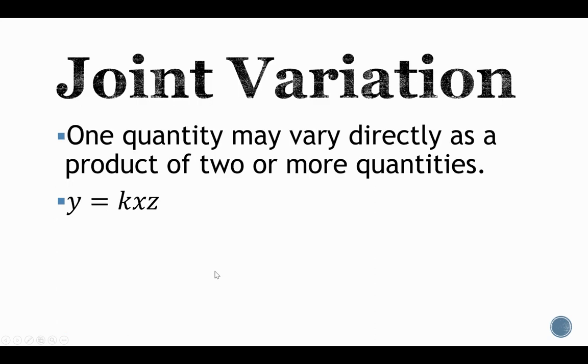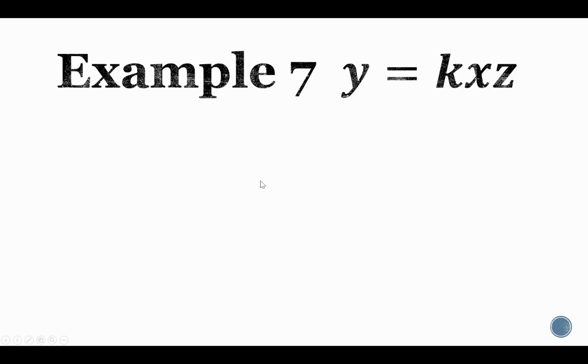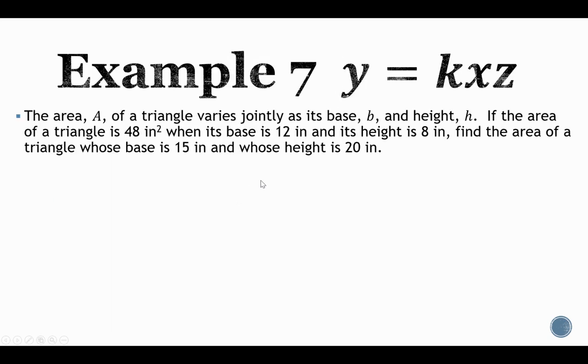On to the third type, joint variation. One quantity may vary directly as a product of two or more quantities. So again, we have our constant of proportionality k. Then we're going to have an x and a z, and we're trying to multiply those together to get a y. So you'll see equations like this. Here's one example. The area A of a triangle varies jointly as its base, b, and height, h. If the area of a triangle is 48 square inches when its base is 12 inches and its height is 8 inches, find the area of a triangle whose base is 5 inches and whose height is 20 inches.